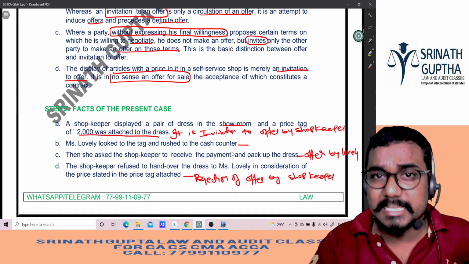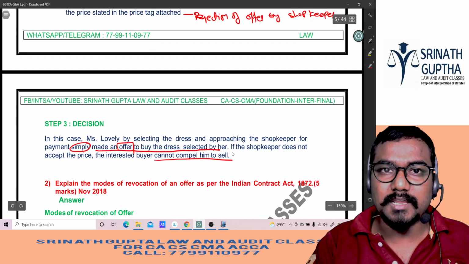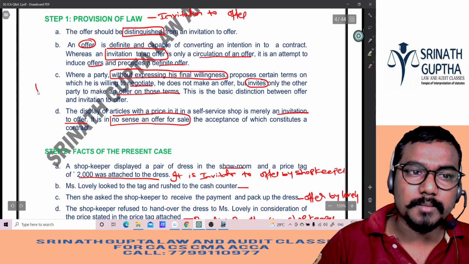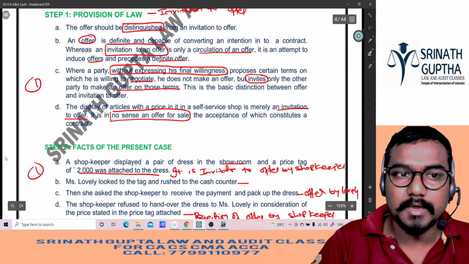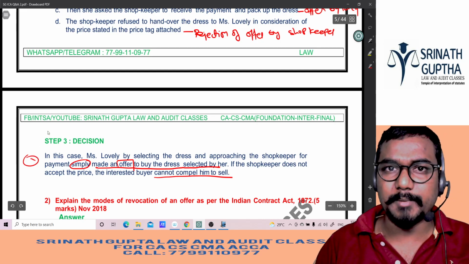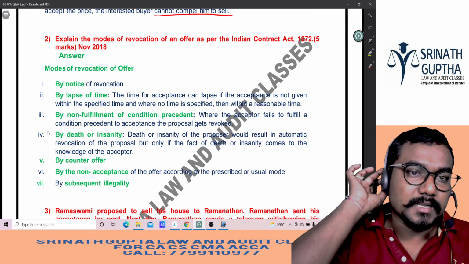In step number 2, we have explained what happened in the question. In step number 3, we are concluding. Decision, you will not lose any mark. Even if he is giving 1 mark, 1 mark and 1 mark, you will get 3 out of 3. At least 2.5 you will get. You will not lose any mark. Next heading, next question.